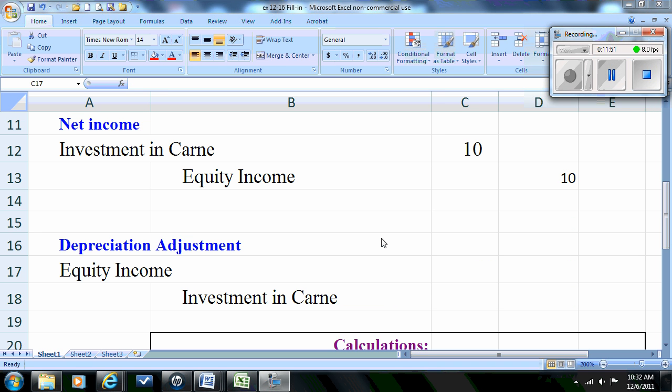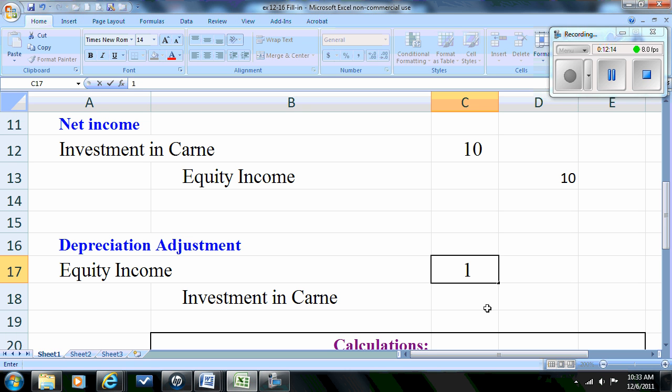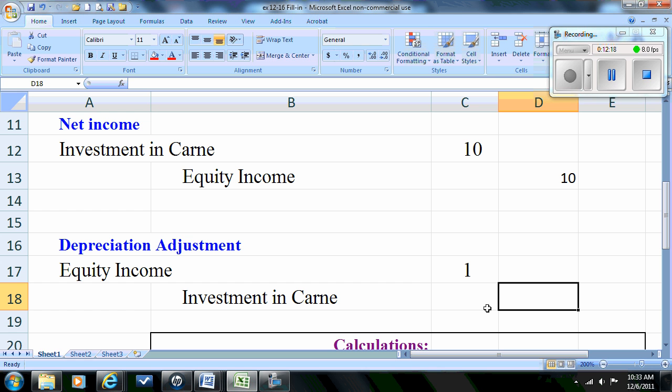The accounts involved will be the same ones that we use for net income. However, because we're making an adjustment to depreciation expense, we're going to be reducing the amount of equity income that we recognize for the period. So the $1 million will reduce equity income. It will also reduce the investment in Carney.